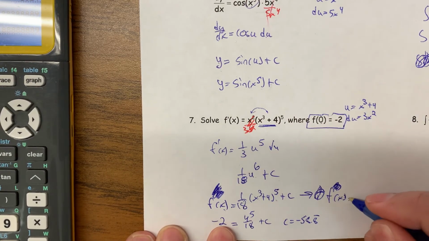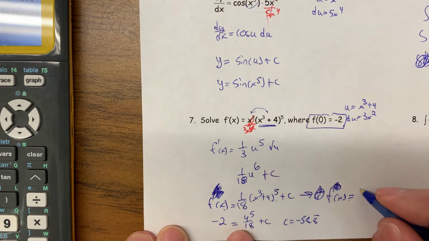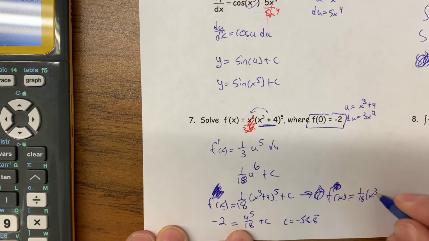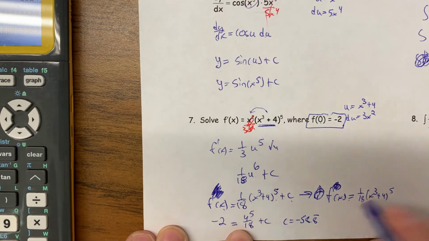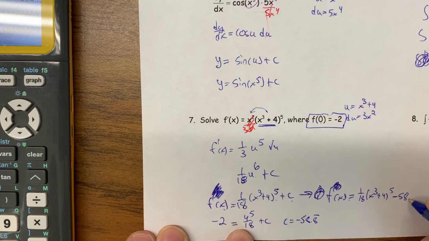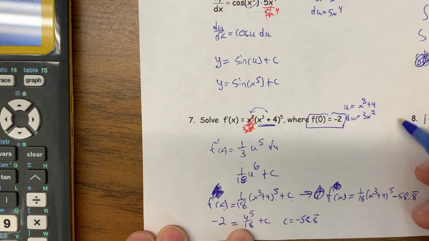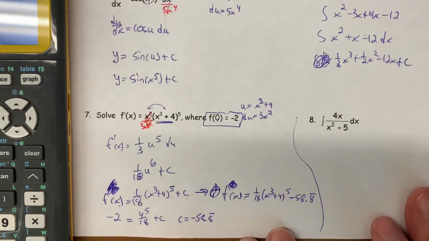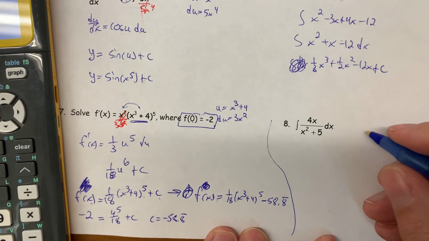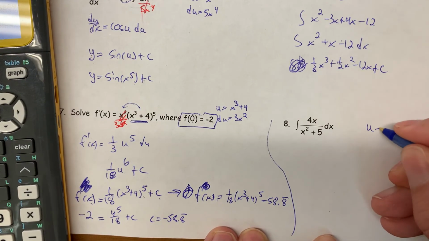F of x equals 1/18 x cubed plus 4 to the 5th power, and we found that c was -58.8 repeating. All right, last one, and this one's slightly different. So hopefully you do okay on it here.